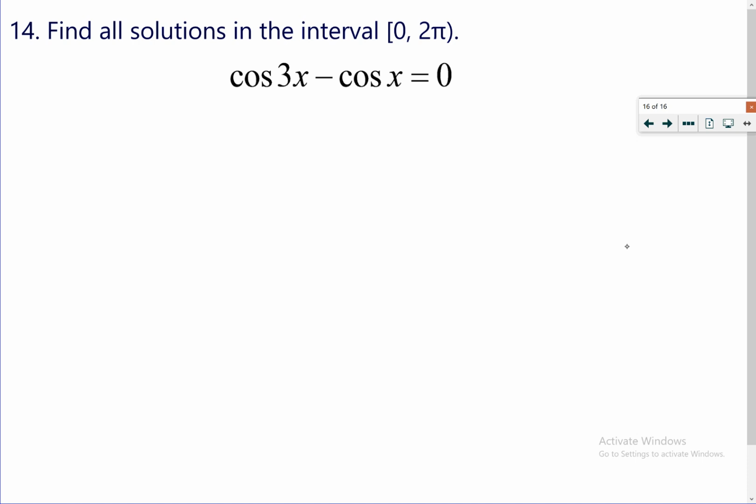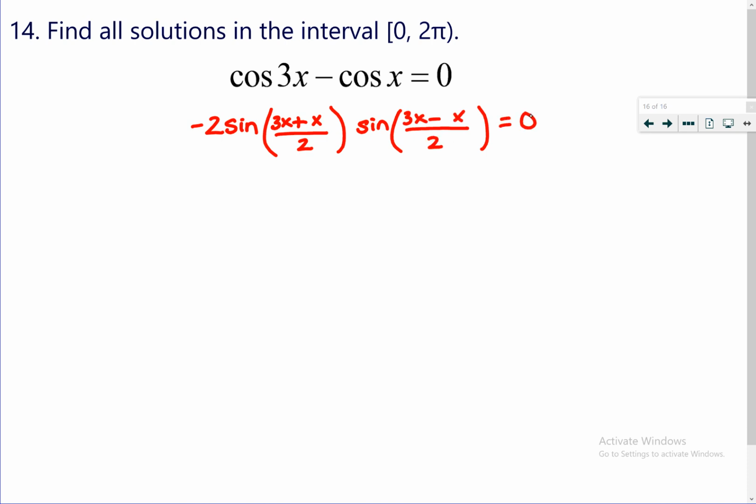All right, so we want the one that's cosine minus cosine. Let me grab mine here, make sure I use the right one. Okay, so this is the one that starts with a -2. -2 sine, and then it says to add our angles in the formula, and then sine again, and then I subtract my angles. All right, so the first one's going to be 3x plus x over 2. Second one's going to be 3x minus x over 2. Whole thing is still equal to 0.